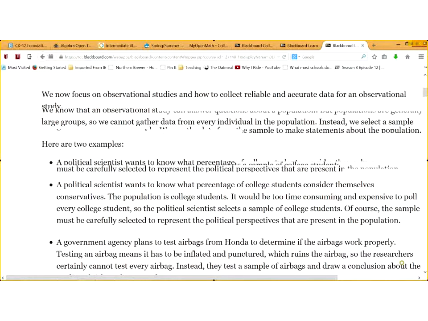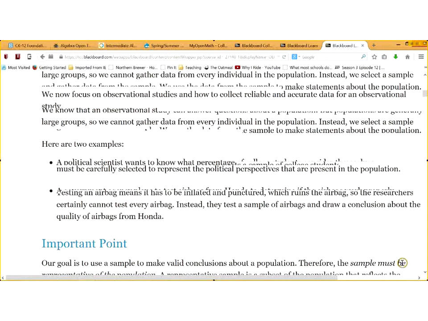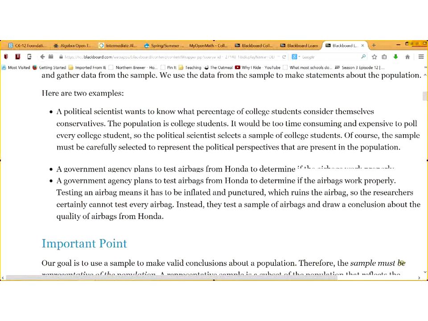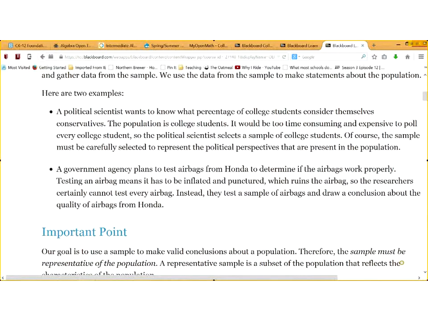So here's a couple of ways of gathering data. A political scientist wants to know what percentage of college students consider themselves conservative. The population is college students. It would be too time-consuming and expensive to poll every college student, so the political scientist selects a sample of college students. Of course, the sample must be carefully selected to represent the political perspectives that are present in the population.